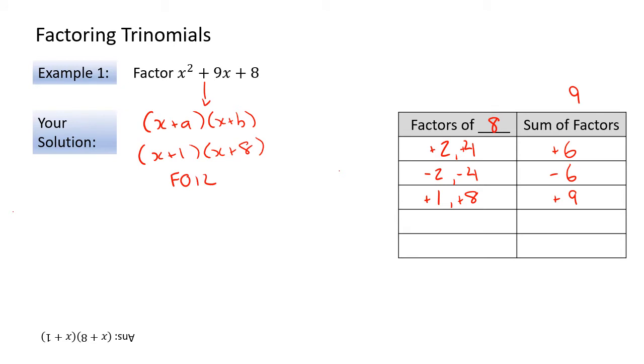And if you do that, our first terms, x times x is x squared. Our outside terms, x times 8 is 8x. Our inside terms, 1 times x is simply x. And our last term, 1 times 8 is 8. So if you add those together, you get x squared plus 9x plus 8. Okay? Just collecting like terms. So this is just to check your work. All right?